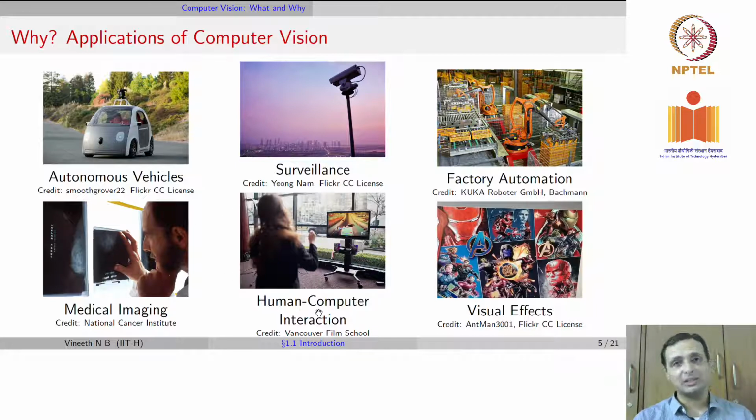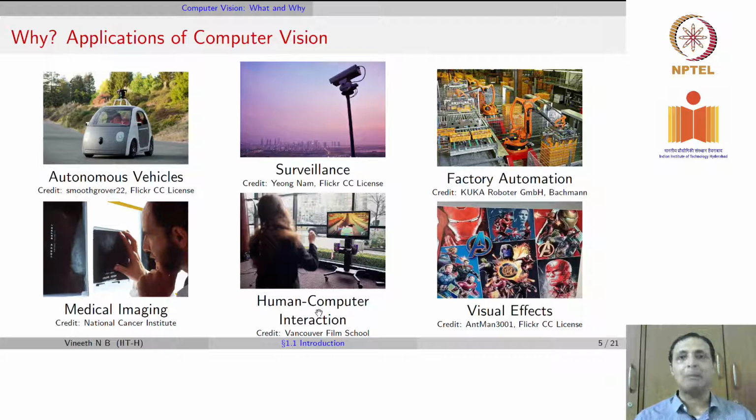Human computer interaction. Some of you may have played the Kinect on the Xbox, where there's a stereo camera looking at a user and tracking the user to say whether the user is playing a bowling game or a tennis game, whether the movement is a particular forehand or a backhand or any other movement for a particular game. And finally, visual effects and movies, where computer vision is used extensively.